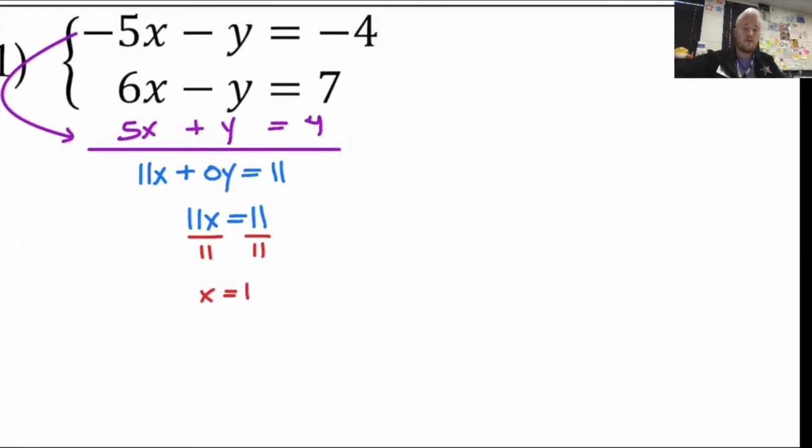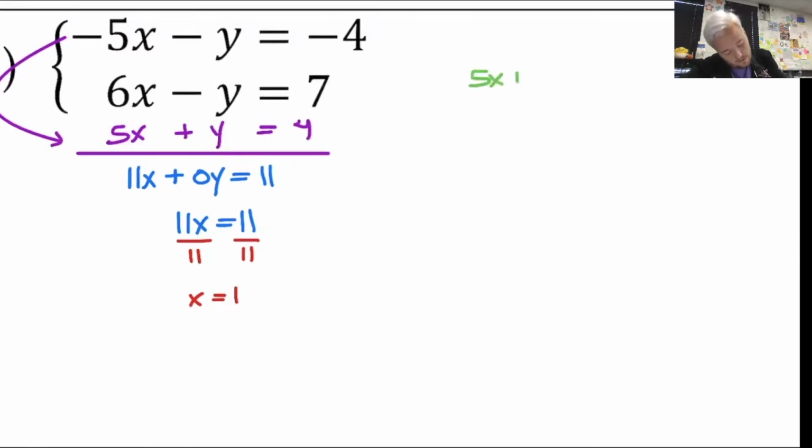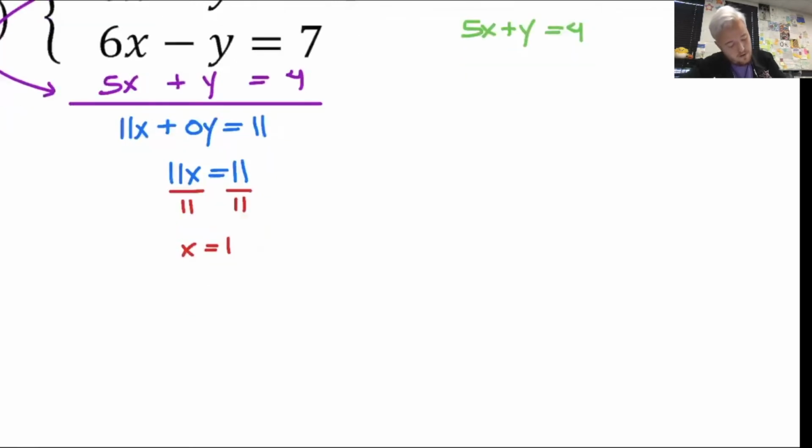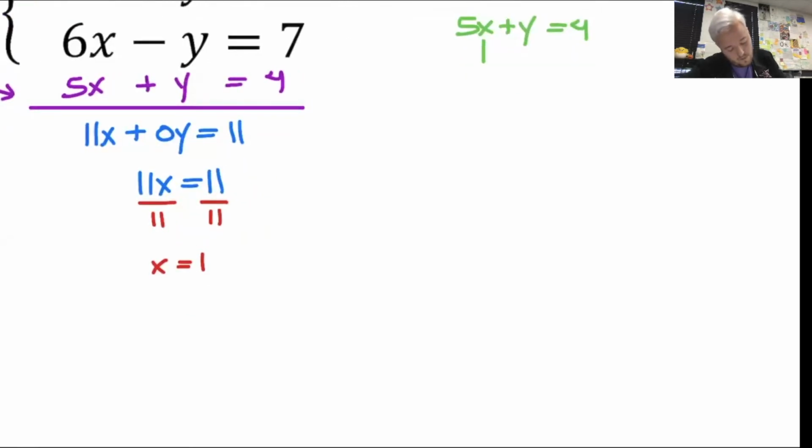All right, so now I found my x value. Now I need to find the y value. So I'm actually going to plug it into this manipulated equation down here, just because they're positives and the x value is pretty straightforward. So I'm going to start with 5x plus y equals 4. Now down here, I'm plugging in my x value.